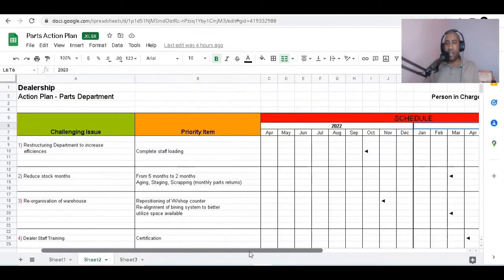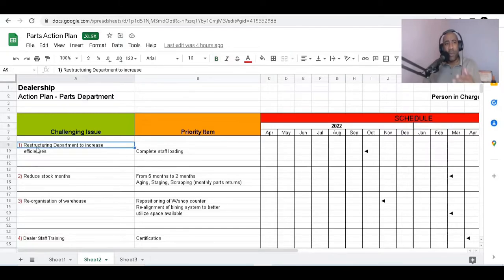Like I said, it all depends on what your manufacturer required, what your country required, and also how the dealership itself sets up its parameters in order to produce their financial year-end report. Now, going back to the challenging issue, one of the things that I had here was restructuring the department to increase efficiencies. Of course, I spoke about that in my book, The Parts Manager Guide, and how you utilize the action plan itself in order to ensure that the department is running as efficiently as possible.